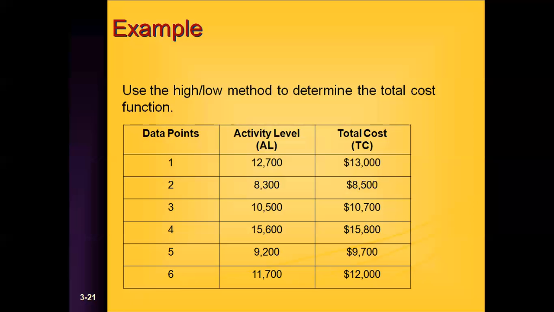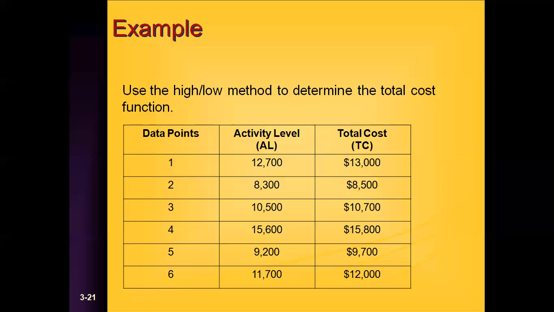and the important point here is we're looking for the high-low points in the data. So if we scan the data from the activity standpoint, in the activity level column, it looks like the high activity level is 15,600 units. You want to write this down, okay? So that's the high activity level. The high total cost associated with that is $15,800. Okay, so you got that down as well. So 15,600 and then $15,800.